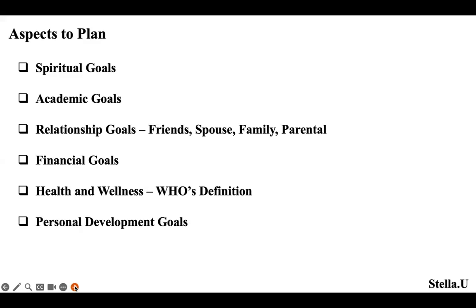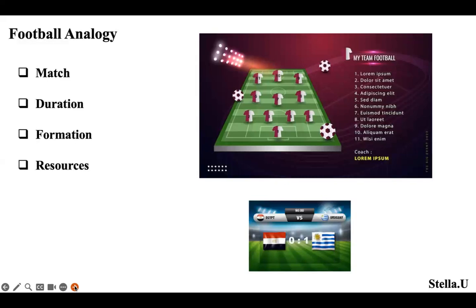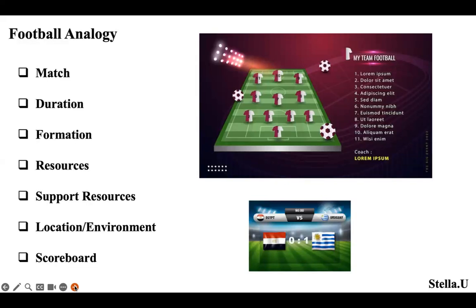Now, all of these aspects that we're speaking about, if you missed our class on personal evaluation, our first class ever, all of these aspects were spoken to and properly taken care of. So you might want to check that class. Now, using a football analogy. A football match is a goal for the footballers and the team. I'm using this analogy for us to know how we can apply goal setting to our lives.